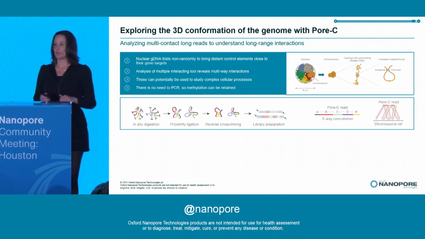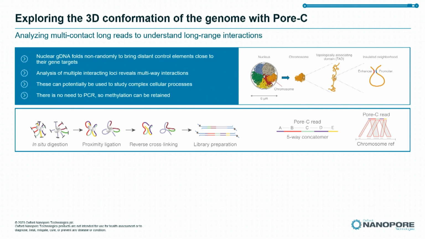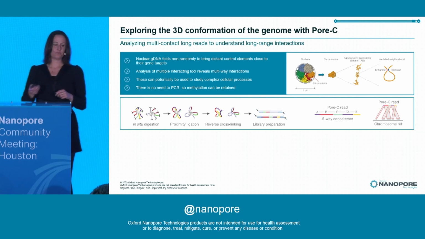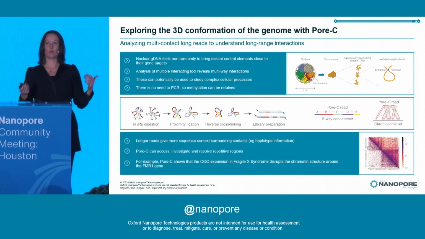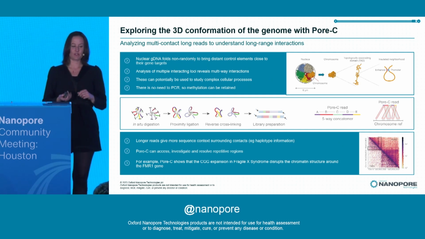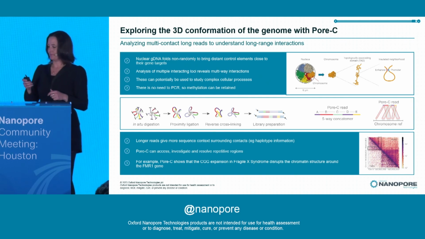But here's where the comparison ends. We don't do any fragmentation. So however many concatemers you have that are fitting together is how many you sequence. And so you get these long concatemers where you can say, well, if A interacts with B and B interacts with C, then A and C also interact, and so on. And you get these multimeric interaction profiles. Again, because of the long reads and the way we sequence, we can look at expansions and repetitive regions, and we can look at methylation as well. So here we've looked at, again, the CGG expansion in Fragile X syndrome and how it disrupts the chromatin structure on the FMR1 gene.